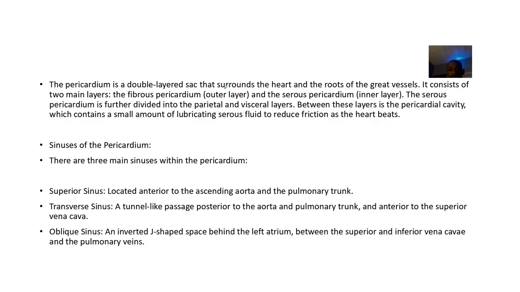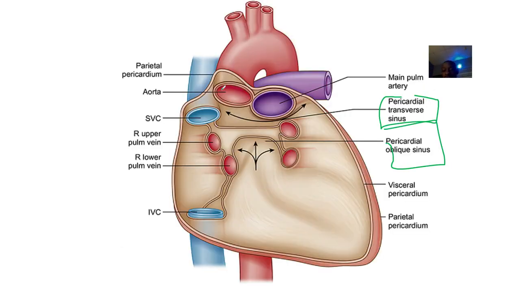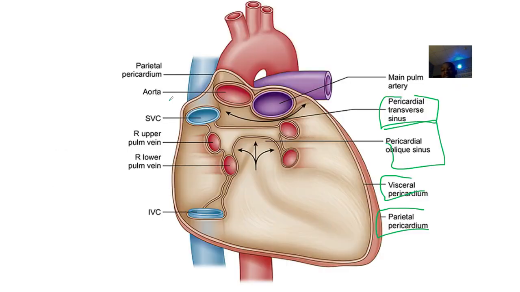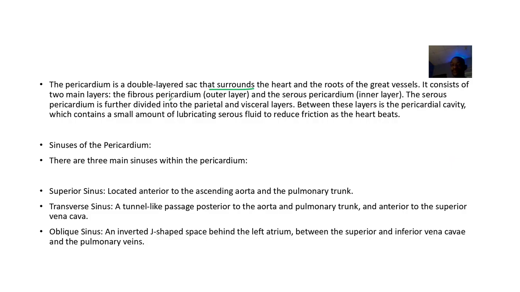Alright, so first of all, you give an overview of what the pericardium is. Of course, you can see that the pericardium is divided into the visceral pericardium, which is closer to the organ, then the parietal pericardium, which is more on the outside. Okay, so it's a double layer sac. It surrounds the heart and the roots of the great vessels. It consists of two main layers. That's the fibrous pericardium, which is outside, then the serous or visceral pericardium. Alright, you can see it being written as serous or visceral pericardium. That one is on the inside.